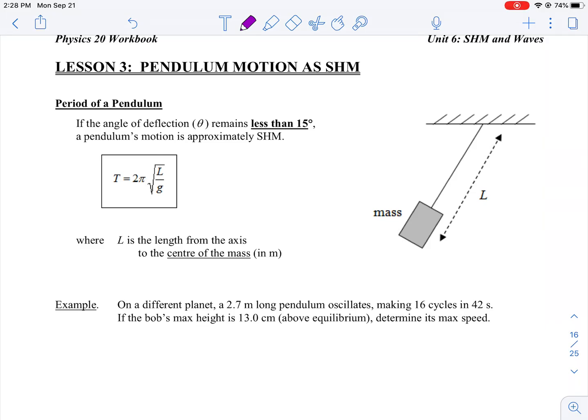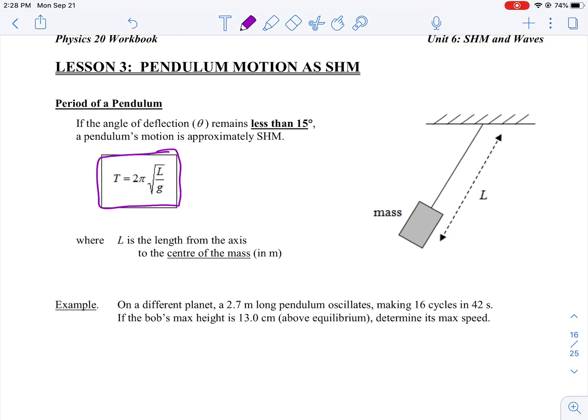Here's a gentle lesson on pendulum motion. Turns out pendulums can move approximately in simple harmonic motion under certain conditions. And the formula for the period of a pendulum is very similar to the one for simple harmonic motion. It is T is equal to 2 pi root L over g. Now I'm not going to show you the derivation, it's very complex. So instead, we're just going to talk about what you need to know about it.